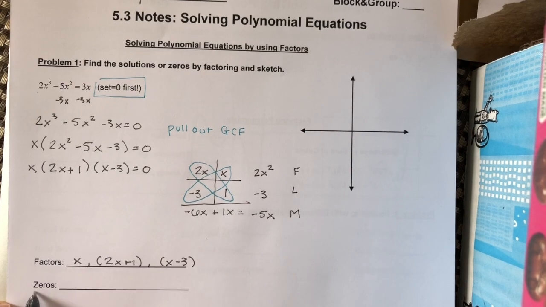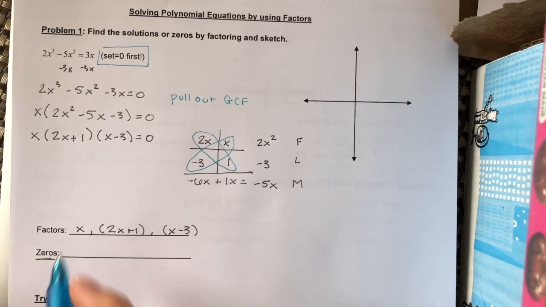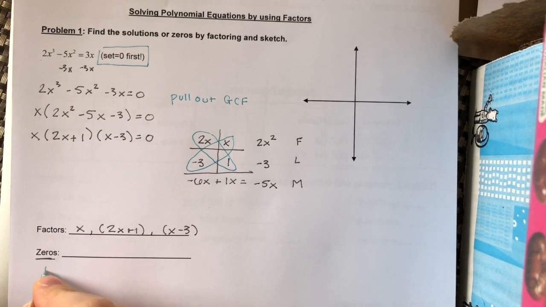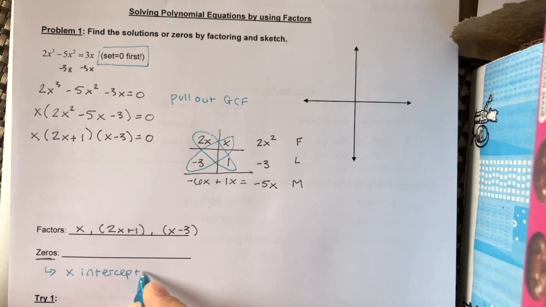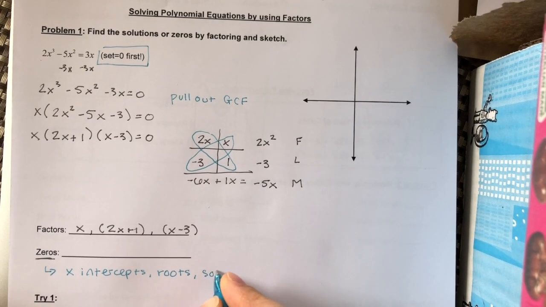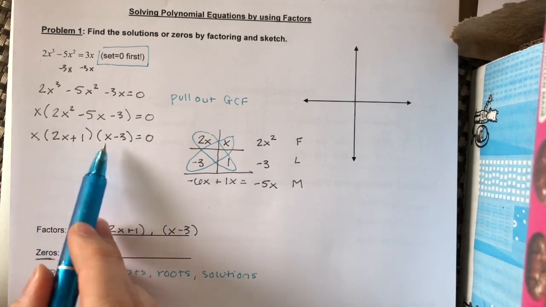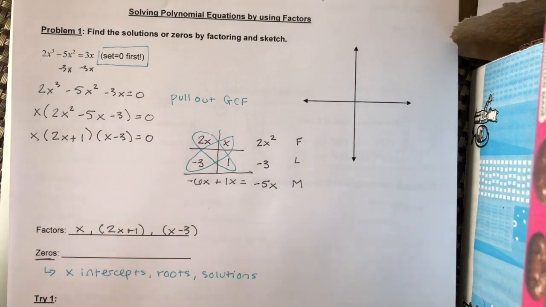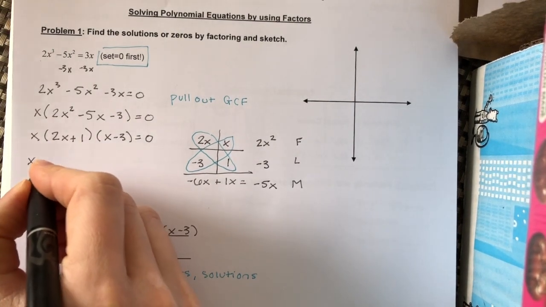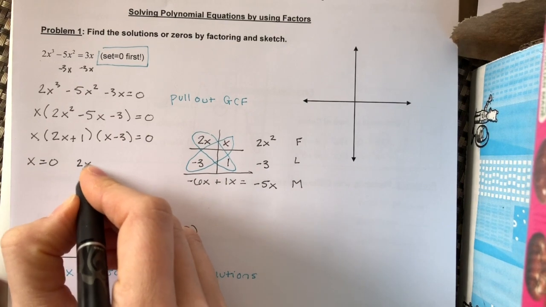But in order to find the zeros, and if I was in class, this is where I would ask you all to tell me the other 3 words that zeros mean. Zeros are the same as x-intercepts, roots, and solutions. And we call them solutions because they are the numbers that make this equation true. They are the numbers that would make this equation equal to 0. So I'm looking for the x-intercepts. The way that I do that is I take each factor and I set it equal to 0.